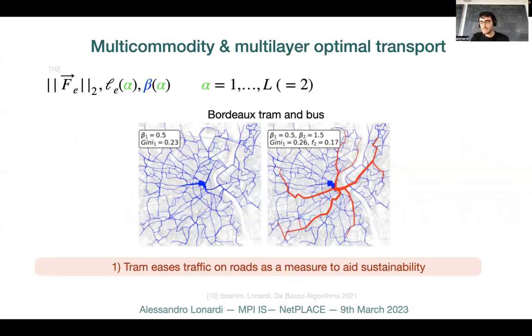In order to go towards the end of my talk, we also generalized our formulation to multi-layer networks. In particular, what you see here is the bus and tram network of the city of Bordeaux. What's interesting is that we can empirically quantify how much adding a tram decongests a bus. This is also very important in terms of carbon efficiency, because trams may run on electricity, while buses are mainly not fueled by electricity. Decongesting one mode of transportation with another could be very practical for many cities around the world.